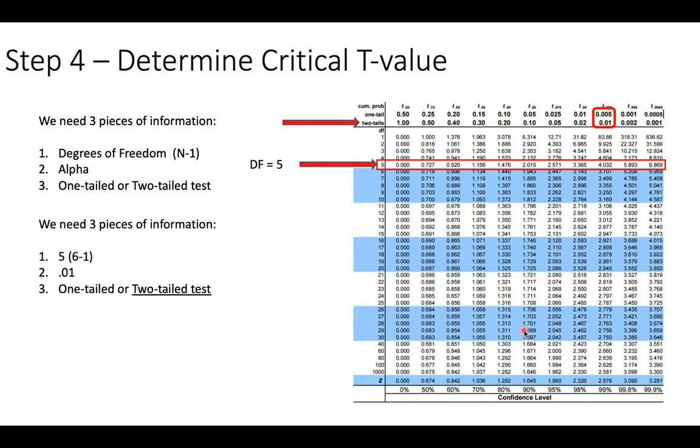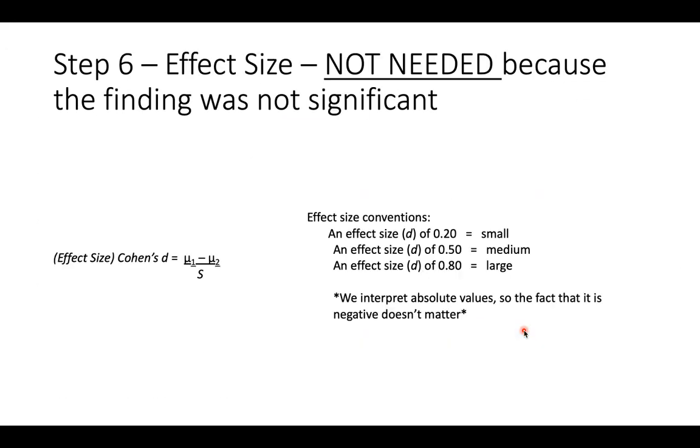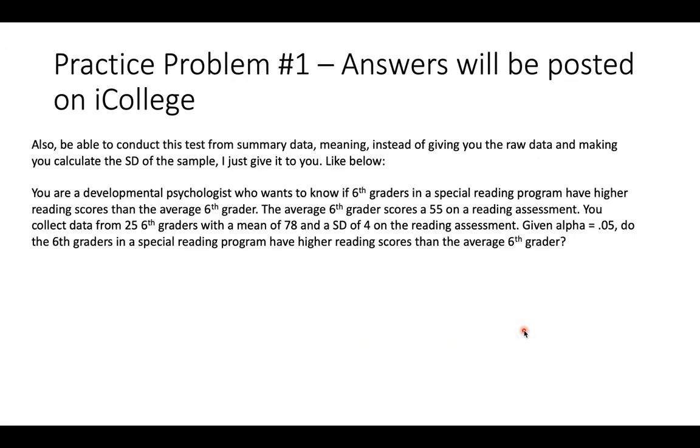And then here's a practice problem where you calculate it from summary data. So you're a developmental psychologist who wants to know if 6th graders in a special reading program have higher scores than the average 6th grader. So our special reading program is going to be our sample, and we're comparing them to the population of average 6th graders. The average 6th grader scores a 55, so that's our population mean.